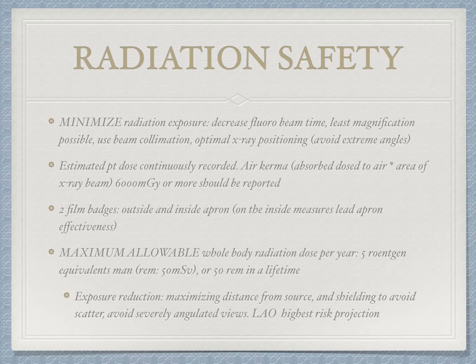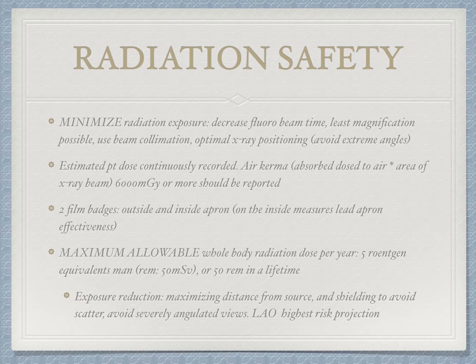What about estimated patient dose? You are usually estimating this continuously. You are following this in time. You have a term called the air kerma, which is the absorbed dose to air times the cross-sectional area of the X-ray beam. If you get a value of 6,000 milligrays or more, you should report this and think about it.